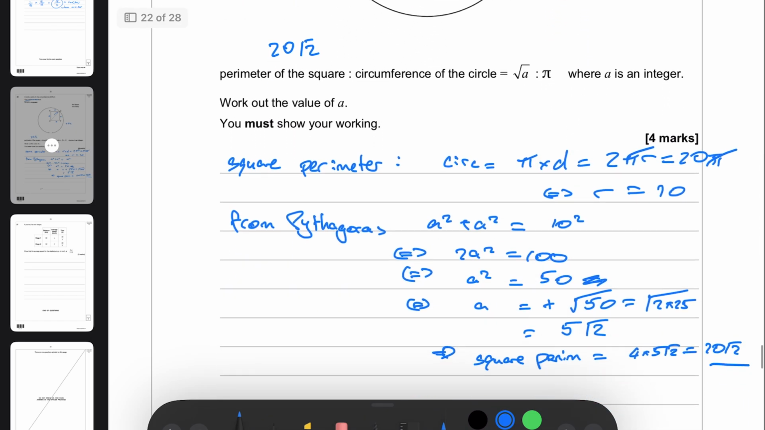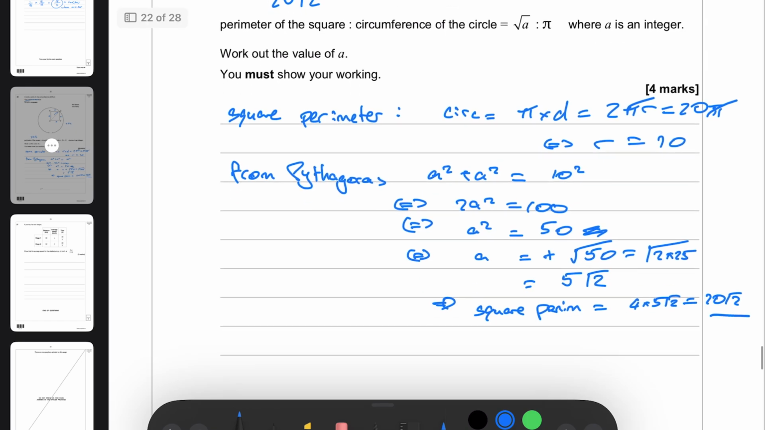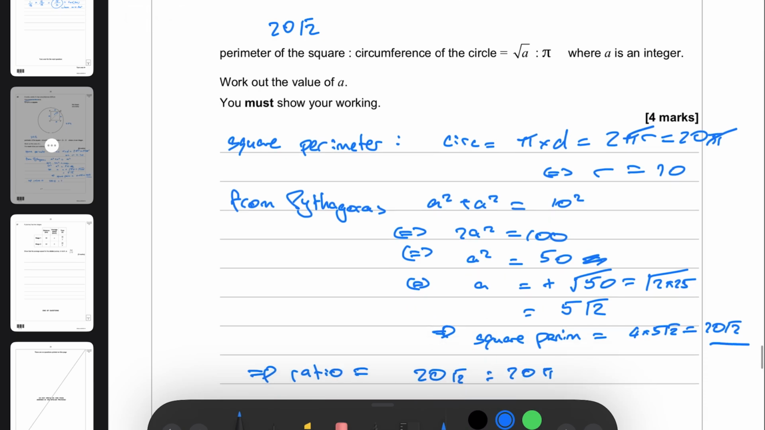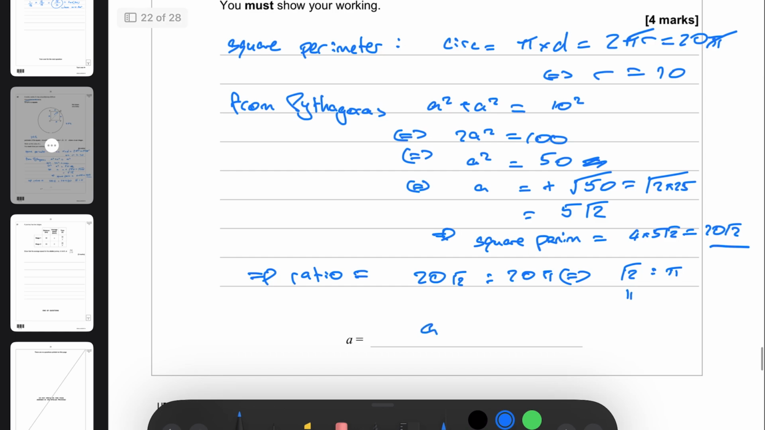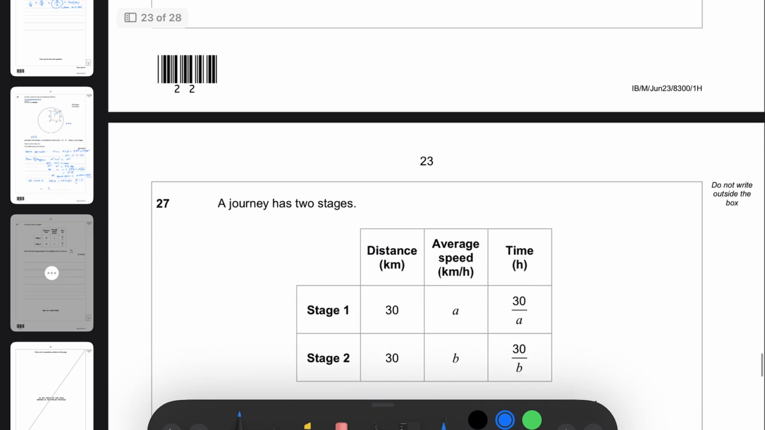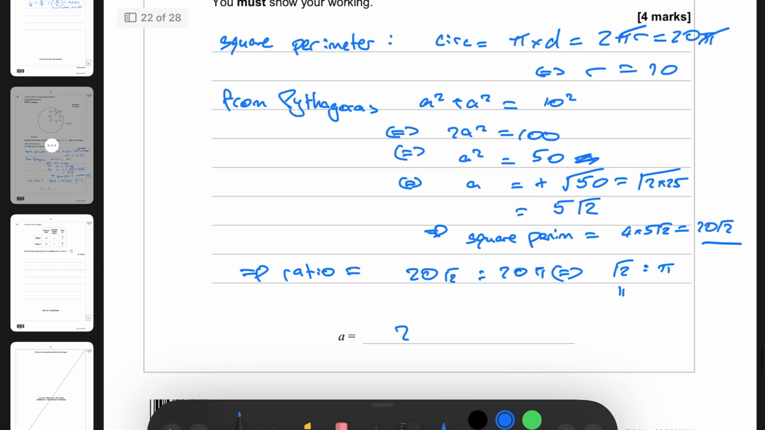Well, you already know that actually. I didn't actually notice that. Well, so, which gives us that the ratio, I won't bother writing it out, is equal to 20 root 2 to 20 pi, which is the same as root 2 to pi. And we can see that our a is equal to a, right? Yeah, very interesting. Right, a equals 2. Let me actually properly write it. Awesome. So we find a equals 2. Very simple. Quite a nice question actually.